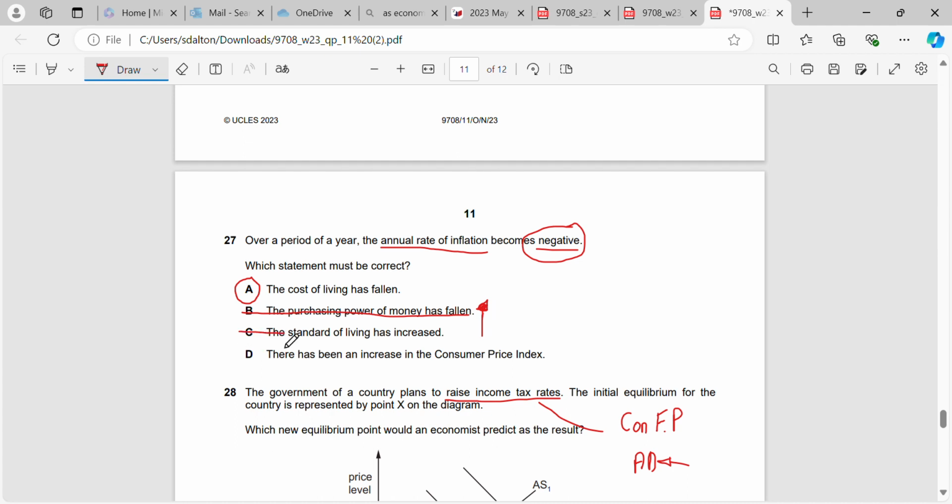Standard of living would not be affected, or it may be affected, but it can't be determined just from the information we've been given. We'd have to use our HDI calculators, etc. And there's been an increase in the consumer price index. Well, we know that's wrong because we've been told it's negative, so there's a decrease in the consumer price index.